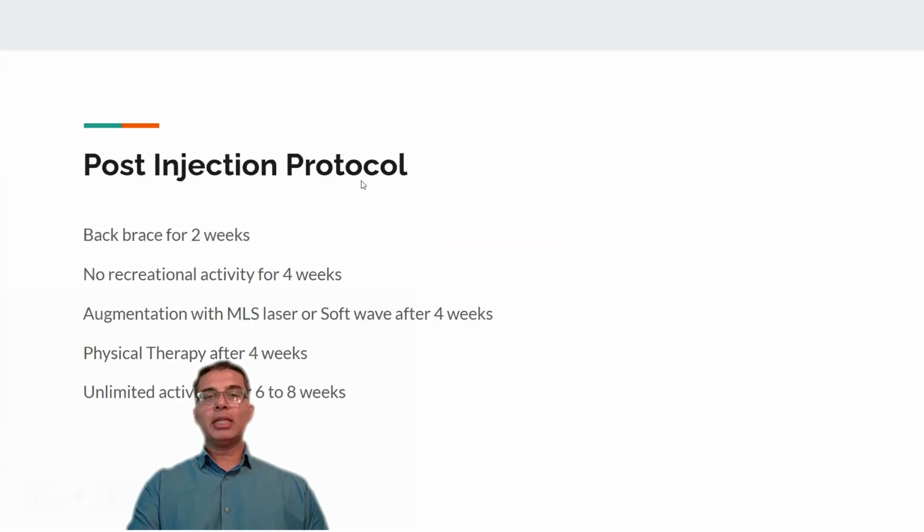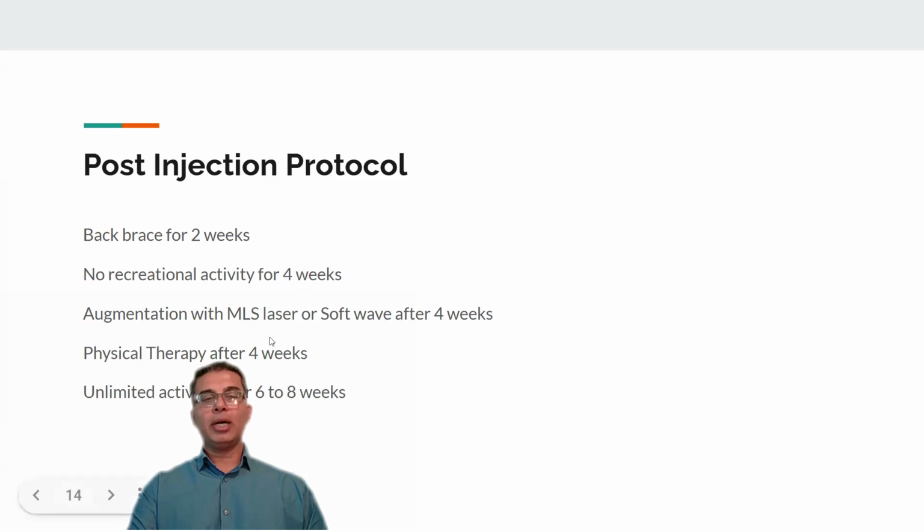Now post-injection, it's very important to talk to the patient about expectations, because they need to have the time frame: in the beginning, as they get better, it'll be a few months before you start noticing the difference. Bracing is very important for the first 2 weeks. The next day, the patient can do activities of daily living, with the brace of course, and post-operative pain treatment with analgesics is very important. No recreational activities for about 4 weeks.